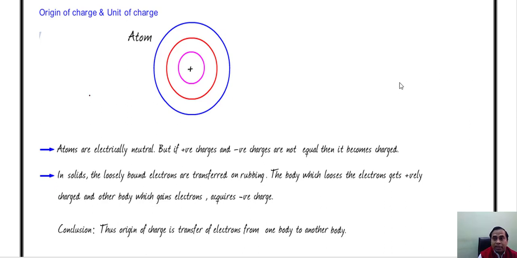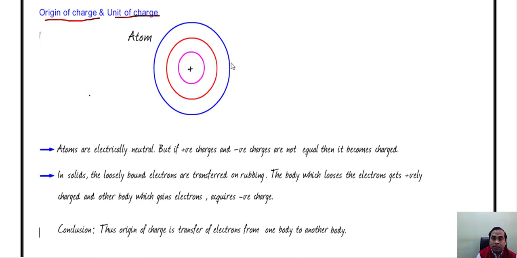Okay children, now let us take up the next topic. This particular pattern of teaching is such that you first have to master the main concept, so that you can apply it to any question that comes either in a twisted form or in the direct form. So let us start. We are taking origin of charges and the units of charges.